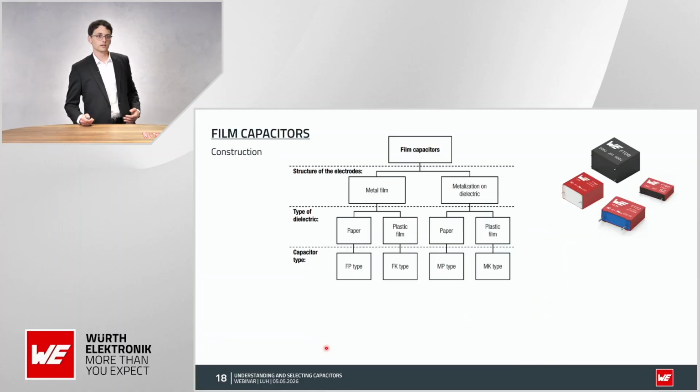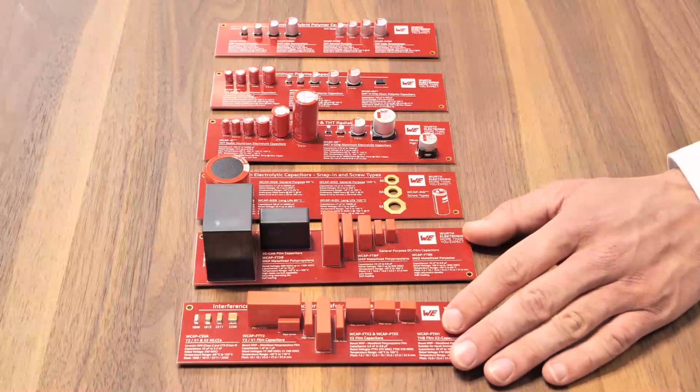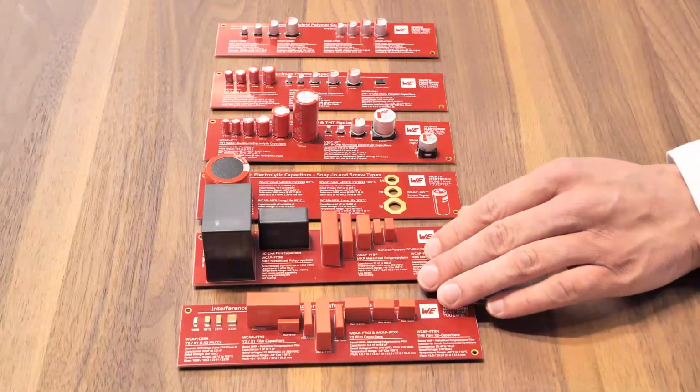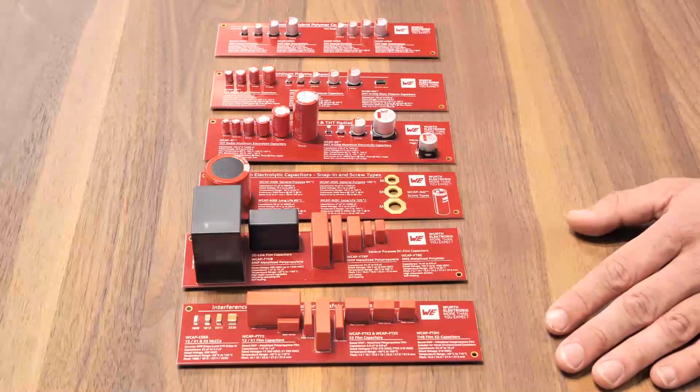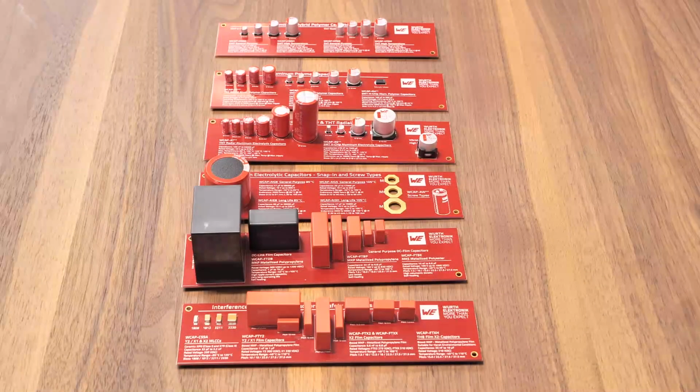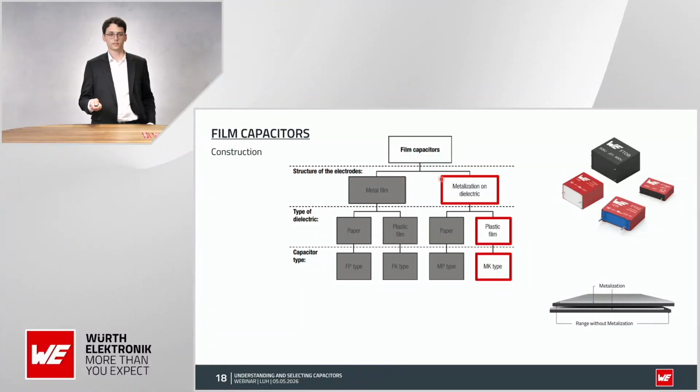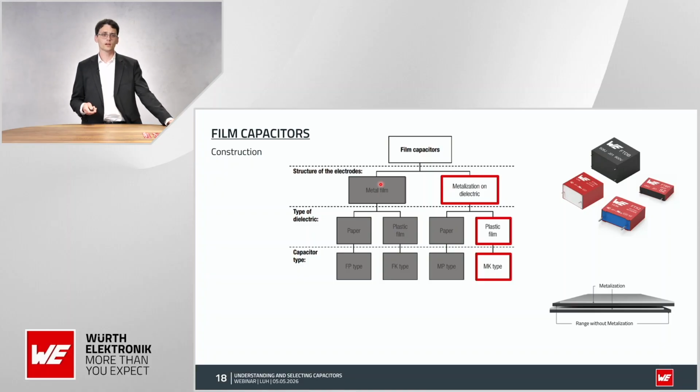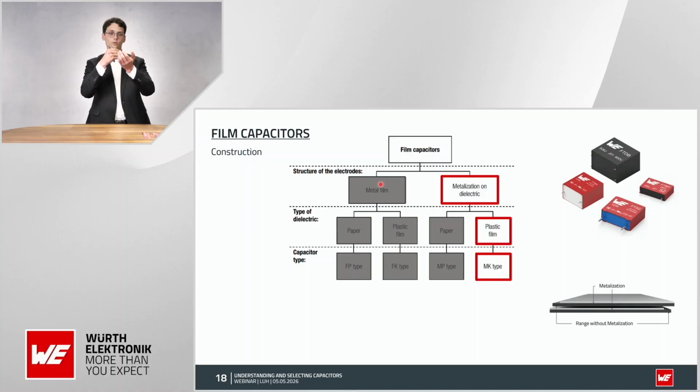So let's start with the film capacitors. I also gave here some samples for the film capacitors. You can see them here, the samples of the film capacitors. And if we have a look at the overview, you can see that we have here the metallization on dielectric on the right-hand side, and we have also on the left-hand side the metal film. And you can produce film capacitors with the metal film if you have the metal film and then also the plastic film, and then you will wind this up.